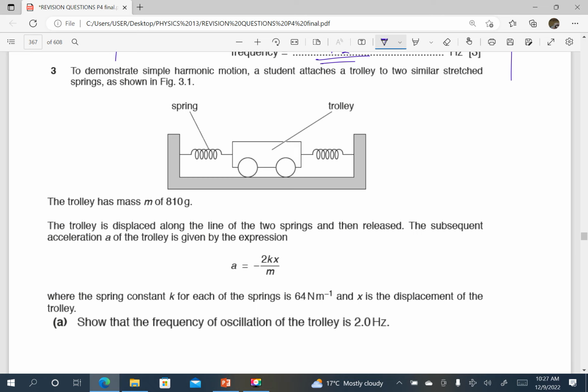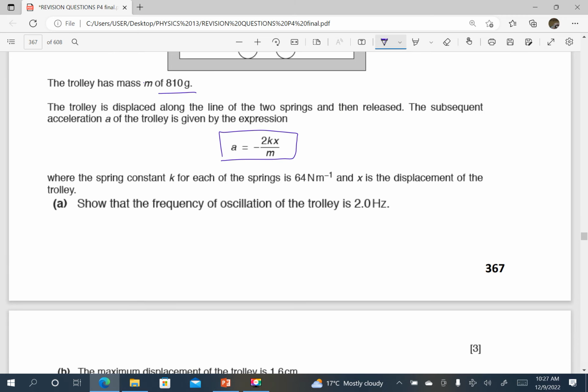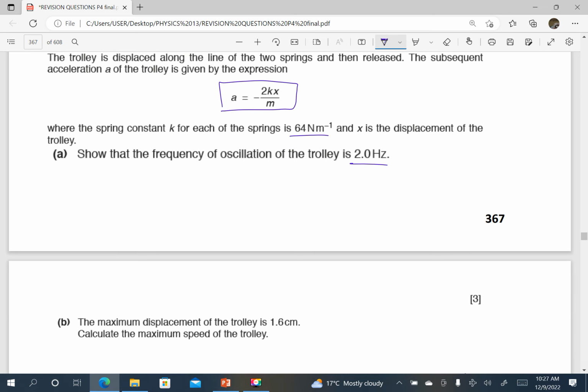To demonstrate simple harmonic motion, a student attaches a trolley to two similar stretched springs as shown here. The trolley has that mass. The trolley is displaced along the line of the two springs and then released. The subsequent acceleration is given by that expression there, where the spring constant k for each spring is 64 newtons per meter, and x is the displacement of the trolley. Show that the frequency of oscillation of the trolley is 2.0 Hz. I think that is an easy question.